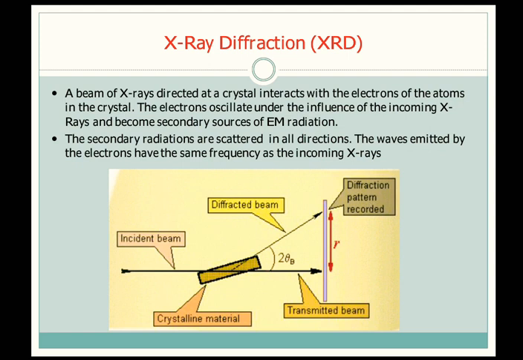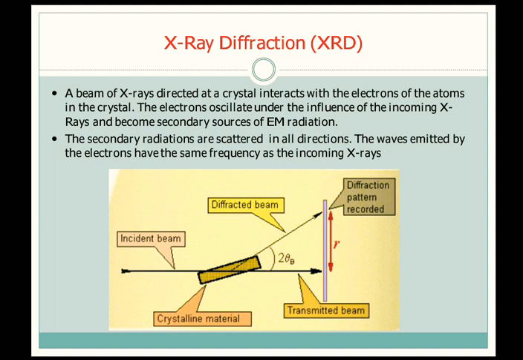The next type is X-ray diffraction, or we call it XRD. A beam of X-rays directed at a crystal interacts with the electrons of the atoms in the crystal. The electrons oscillate under the influence of incoming X-rays and become a secondary source of electromagnetic radiation. The secondary radiations are scattered in all directions. The waves emitted by the electrons have the same frequency as that of the incoming X-rays.